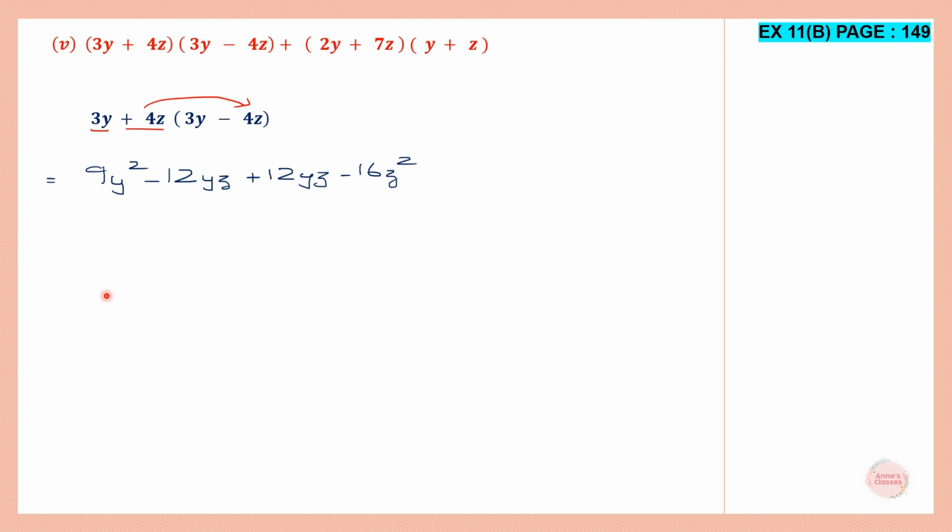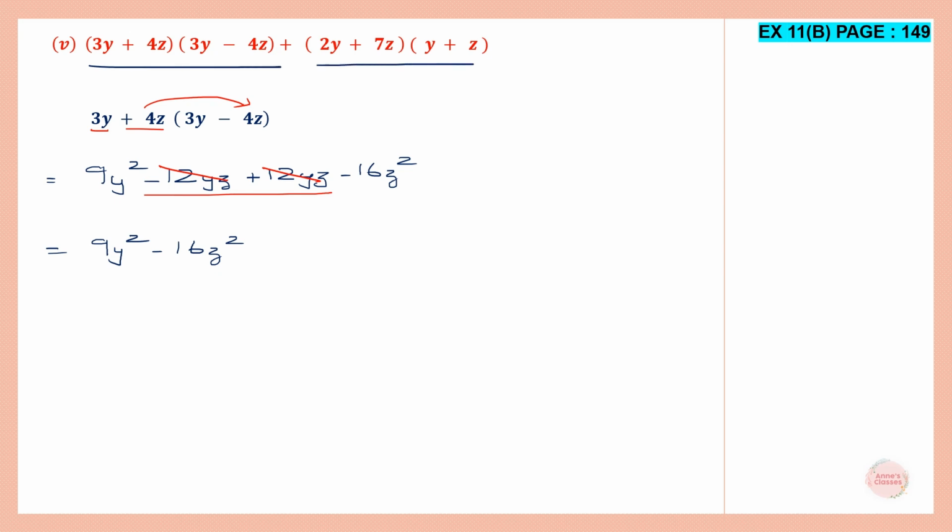Now look out for like terms. y square, we don't have another y square. yz, we have 2. So these are the two like terms. Now let's work out. So this will be 9y square. Now here we have minus 12 plus 12. 12 minus 12 is 0. So these two get cancelled. So we just have to write the next term, which is minus 16z square. So we finished working out this one. So the first part we have finished.